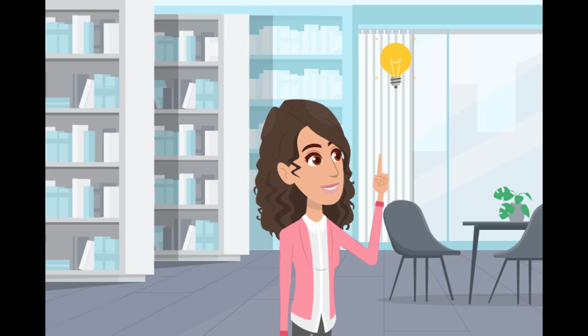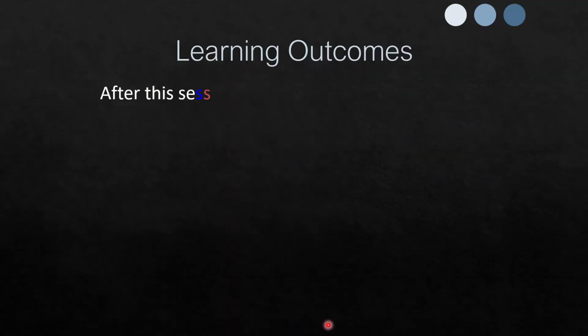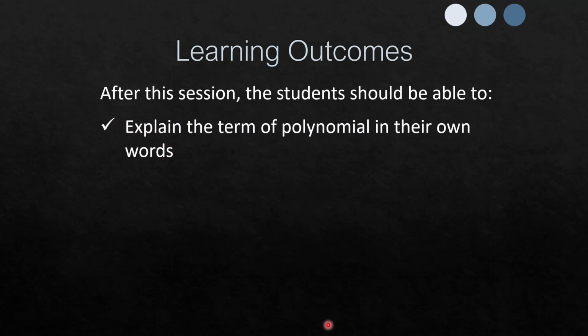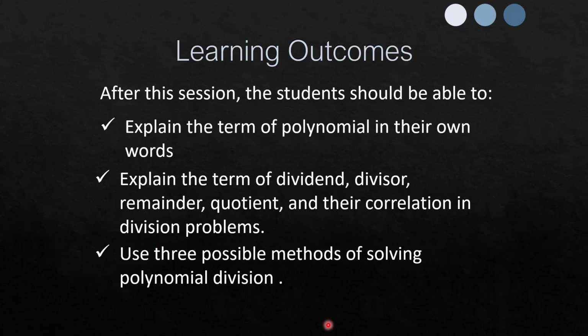So, what we will learn for starting our semester this year is chapter 13, Polynomial and Remainder Theorem, and this is topic 1, Division of Polynomial. The learning outcomes: after this session, you will be able to explain the term polynomial in your own words, such as in polynomial we have dividend, divisor, remainder, and quotient, and also their correlation in division problems. And later we will learn the 3 possible methods of solving polynomial division.